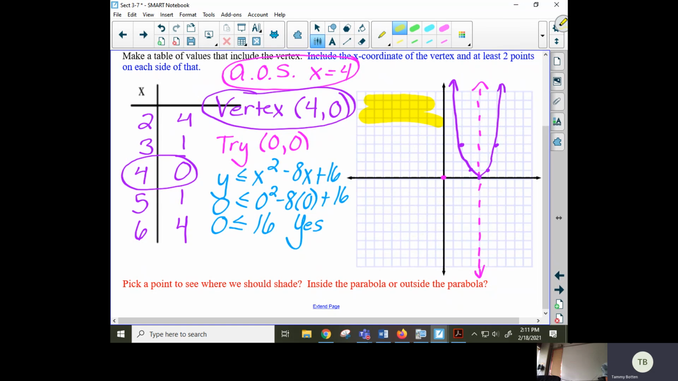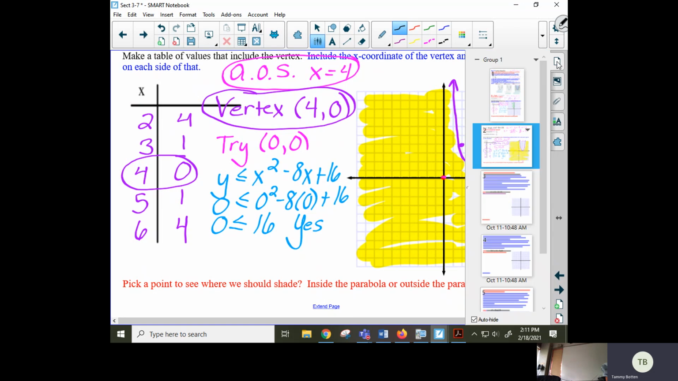Maybe I'll just try my finger. Okay. So it's going to be everywhere except for inside the parabola. Okay? That would be your answer. Okay?